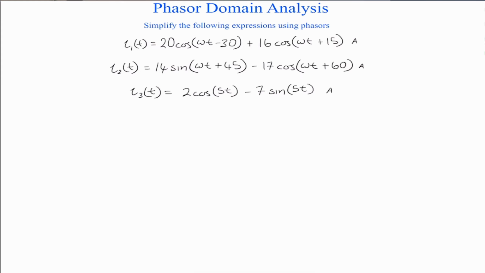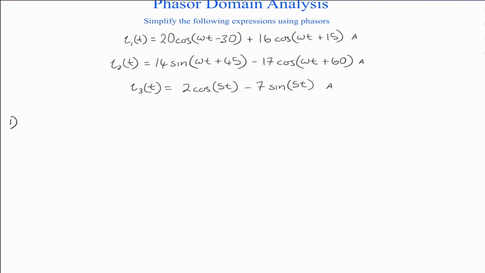Welcome back. In today's video, we want to simplify the following expressions using phasors. So the first expression is I1 of t, which we're going to call 1. In this case, we could use the trigonometric identity, the sum and difference for cosine, and then simplify that down. But it's easier to transfer that to the phasor domain and manipulate.